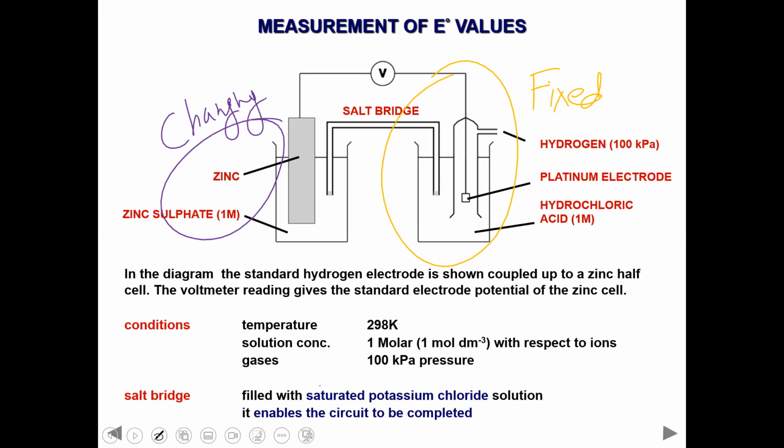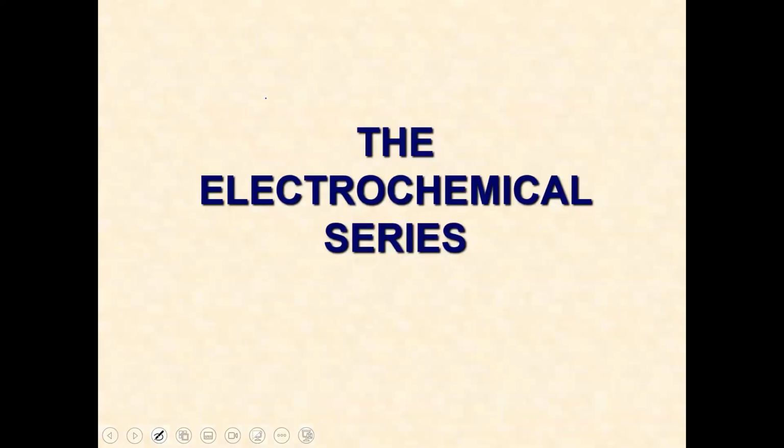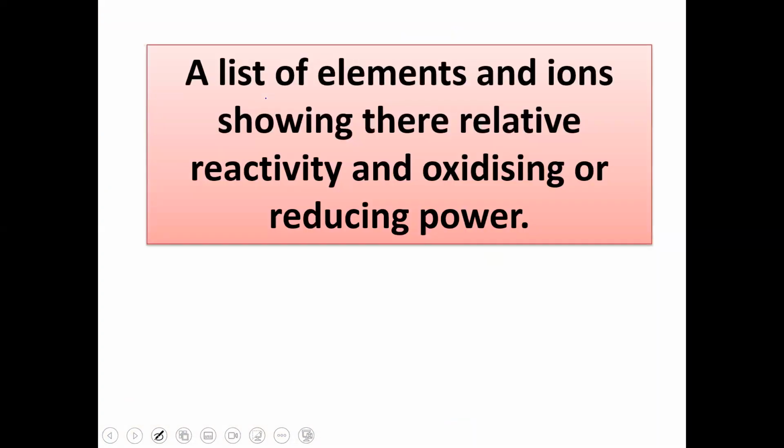It is just like the case in chemistry that you kept carbon 12 fixed and keep on comparing elements with carbon. So they were getting the mass of other elements. It's a pure comparison game. So it is fixed. Hydrogen half cell is fixed. We are changing the elements. Now, what they did, they start putting different elements with hydrogen. They found their hydrogen half cell, and then they develop a list. That list is called electrochemical series. This list of elements and ions showing their relative reactivity and oxidizing or reducing power.